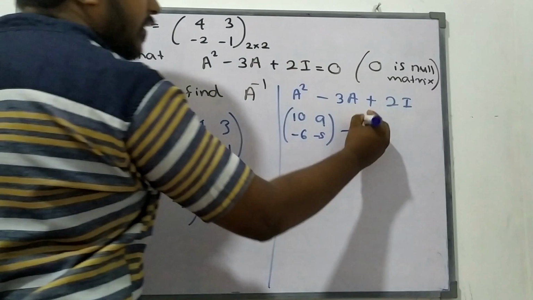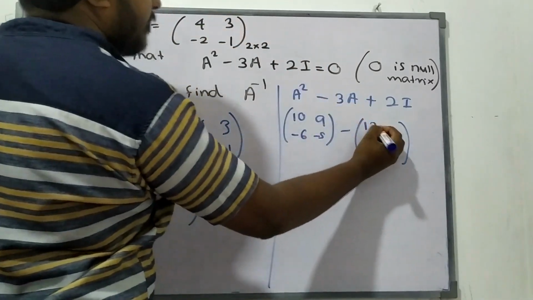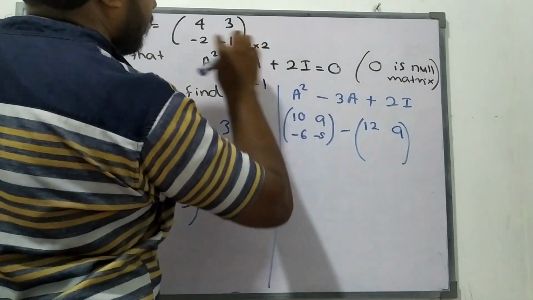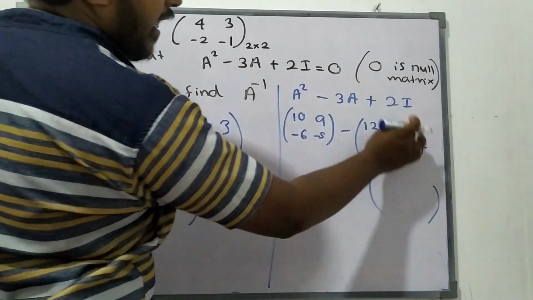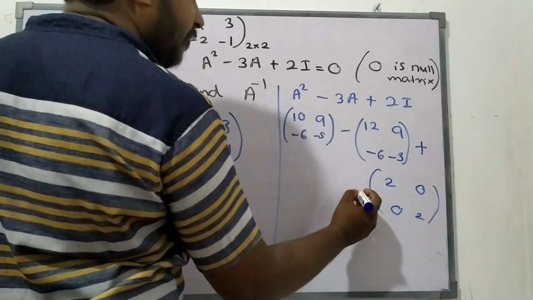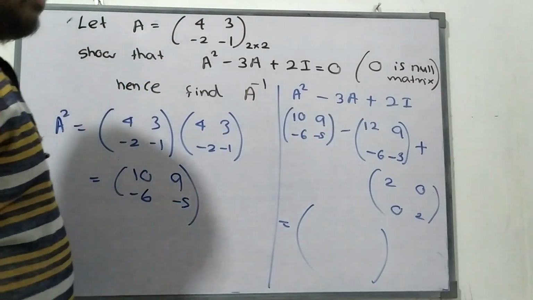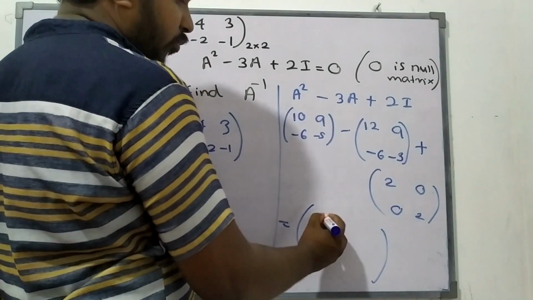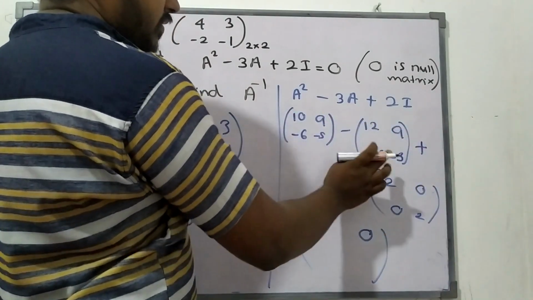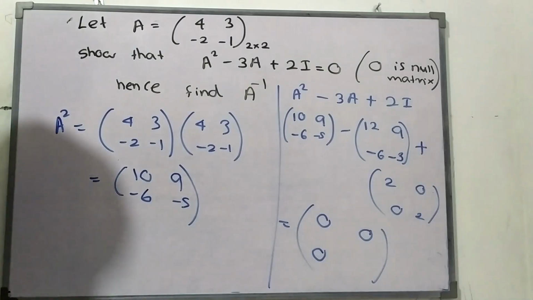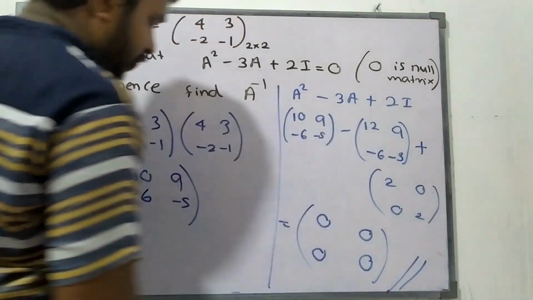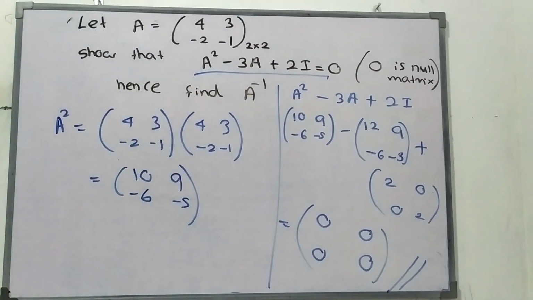3A means all A's are multiplied with 3. It's 12, 9, minus 6, plus 2I, I mean identity matrix, no? 2, 0, 0, 2. Then now you can add it. 10 minus 12 plus 2 it's 0. 9 minus 9 it's 0. 6 plus 6 is 0. Sorry, minus 5 minus 3 plus 2 is 0. Therefore, it works, right? A squared minus 3A plus 2I is null matrix, right? Okay, so this is the way of showing this kind of results.